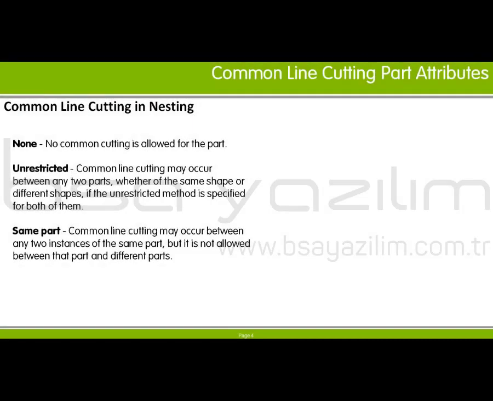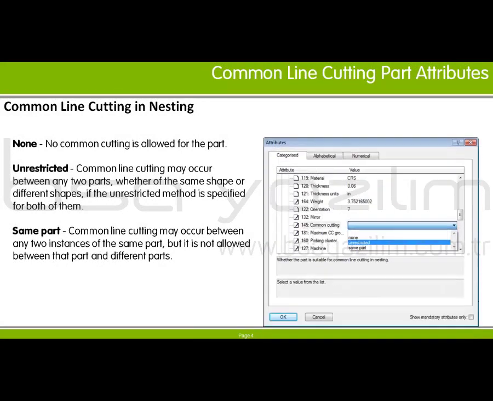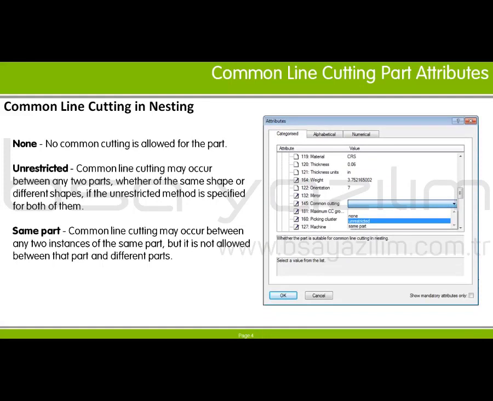As mentioned earlier, the common line cut control can be set by default if the part's common cutting attribute is set appropriately. In essence, presetting the common line cutting settings before nesting. For each part, the same 3 choices of none, unrestricted, or same part are provided for the common cutting attribute property, and the maximum common line cut group number can also be saved as a part attribute.